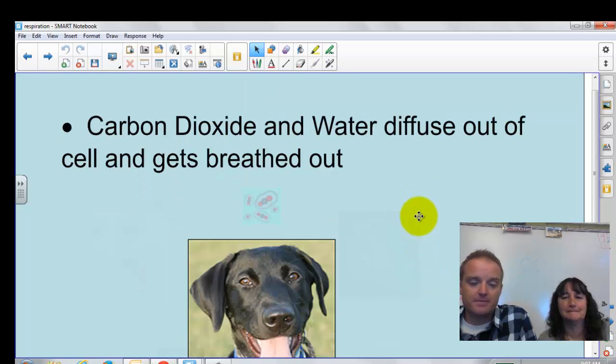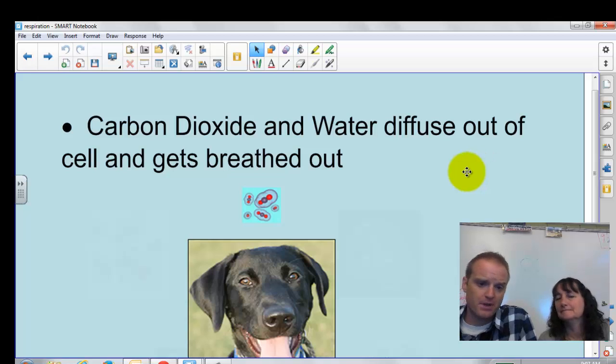So what happens after the cell breaks down those molecules and the energy is released in the ATP? We have those byproducts. We know there's waste that comes out. Carbon dioxide is one of the big waste products, and also water. It diffuses out of the cell and then gets breathed out through the lungs. Think about on a cold winter's day when you exhale and you can see your breath. A lot of that's carbon dioxide in water and some other gases, but you can actually see that water vapor.